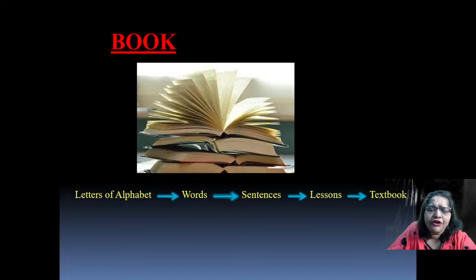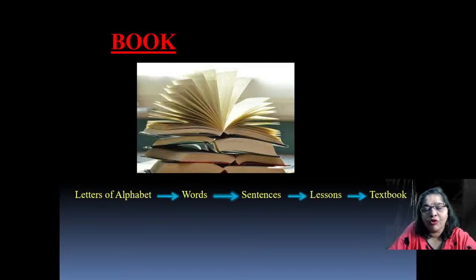Now, children, you must have seen your books, isn't it? If you look at a textbook, for example, you see that there are small letters of that alphabet, of that language, right? For example, you take the English language, you have the letters of the alphabet. The letters are put together and they form what are called words, right? Words together form a sentence, and sentences together form paragraphs of different lessons, isn't it? And different lessons together are found in a textbook, right?